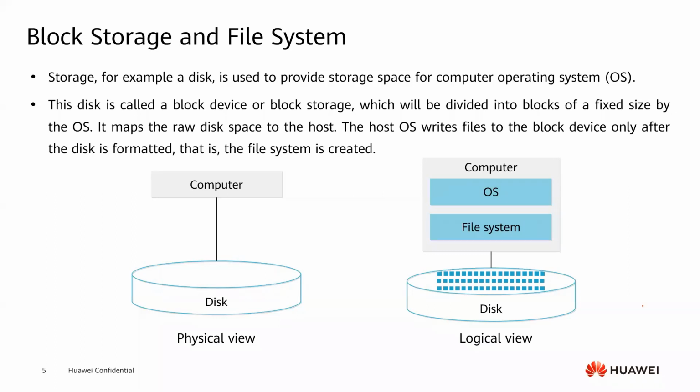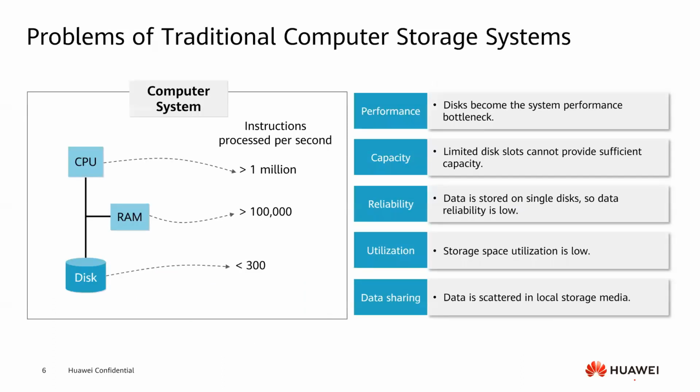When we insert the disk into a computer, the computer will recognize the disk as a block device, and then separate the disk space into fixed-size blocks, and then we create the file system. After that the OS can use the file system. This is block storage and the file system, and this is how disks are used by our operating system. This is the traditional computer, or we can say the PC storage system.